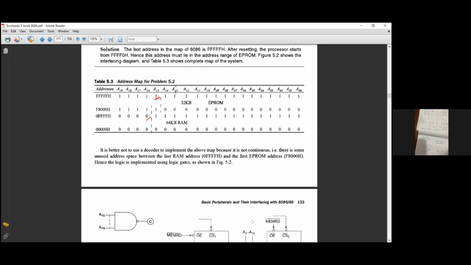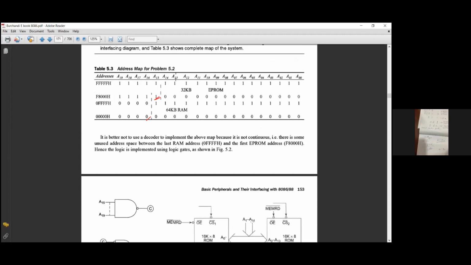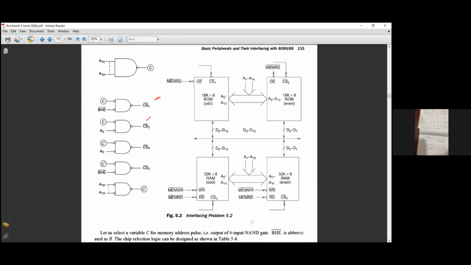So if I'm talking about this picture, again just go down. You see A1 to A14 are connected with A0 to A13. Again, you can see A1 to A14 is connected with A0 to A13. Similarly, because A0 is connected directly.